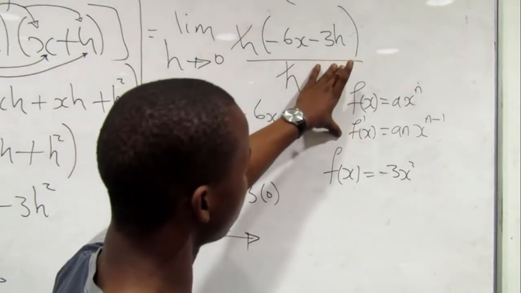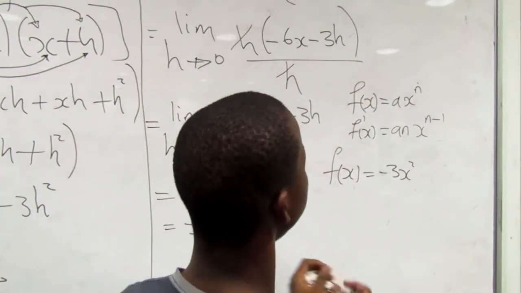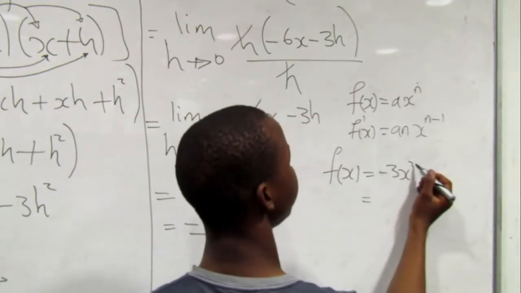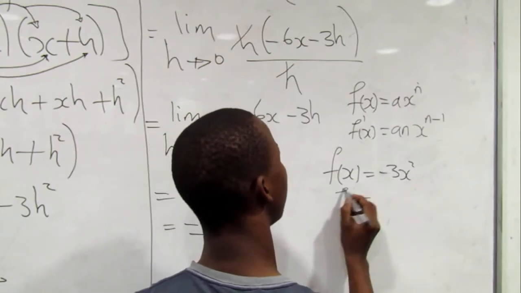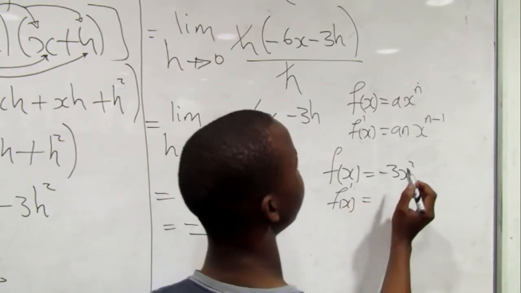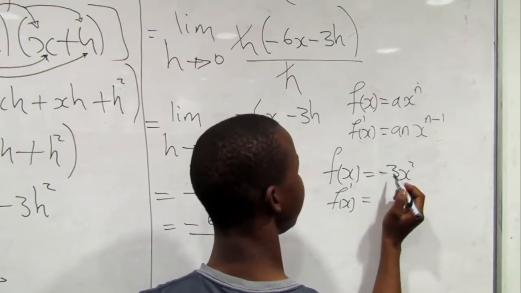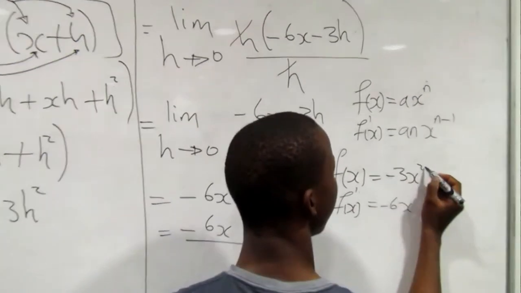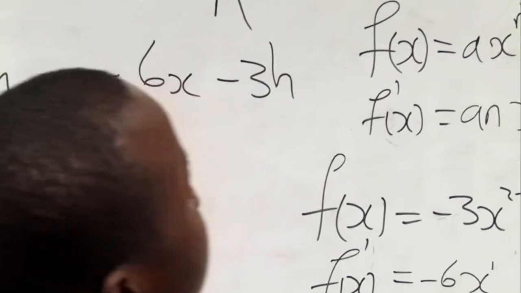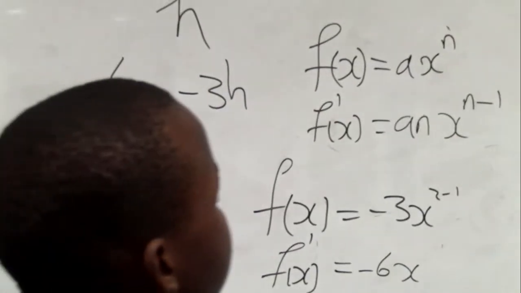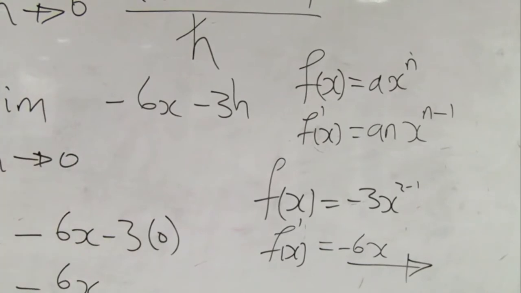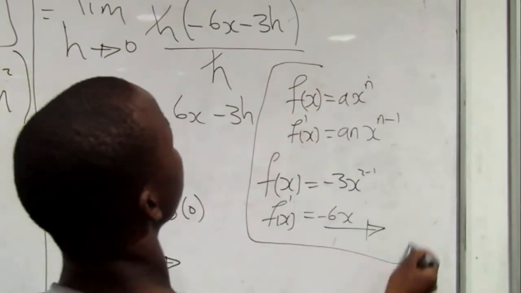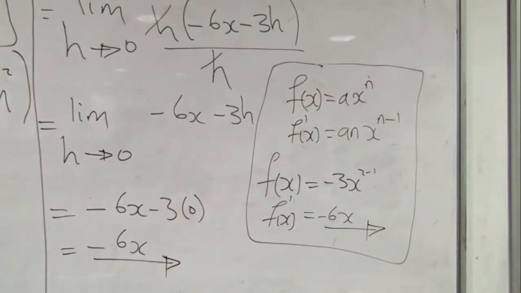Using this rule on this function, our a is negative 3 and our n is 2. Then f prime of x: we multiply n times negative 3, which gives us negative 6. Then we write x again, and you subtract 1 from the power, which gives us 1. This is the same as our answer. To prove that what we have been calculating is correct, you prove it using this rule. You must always note this.